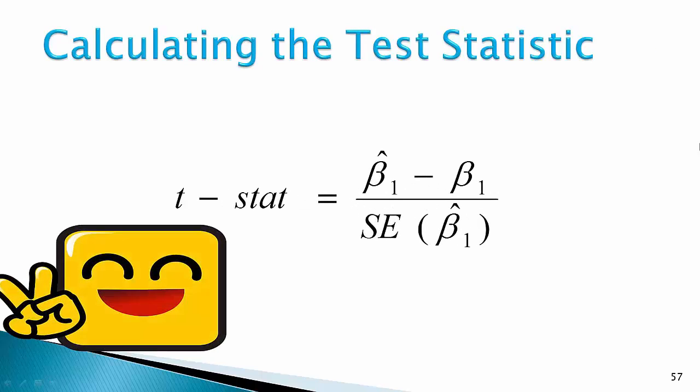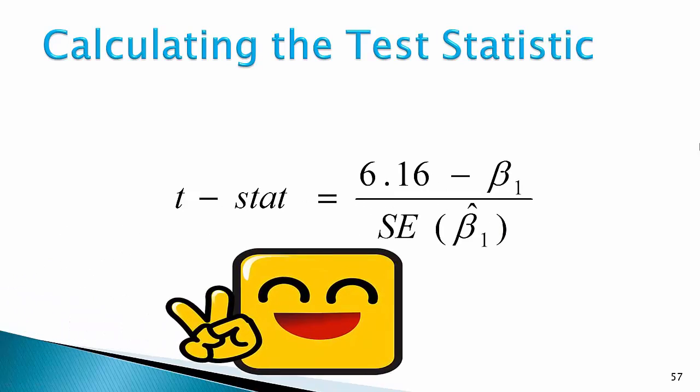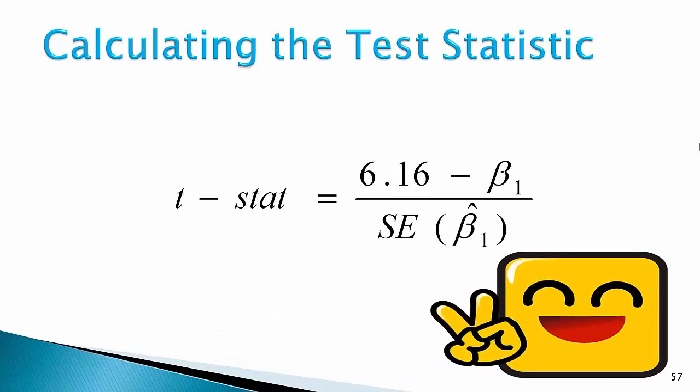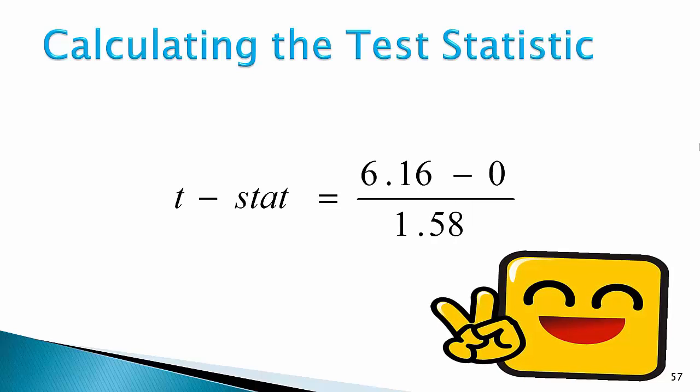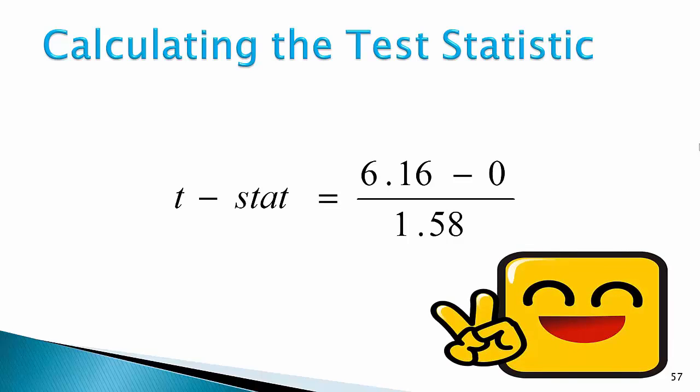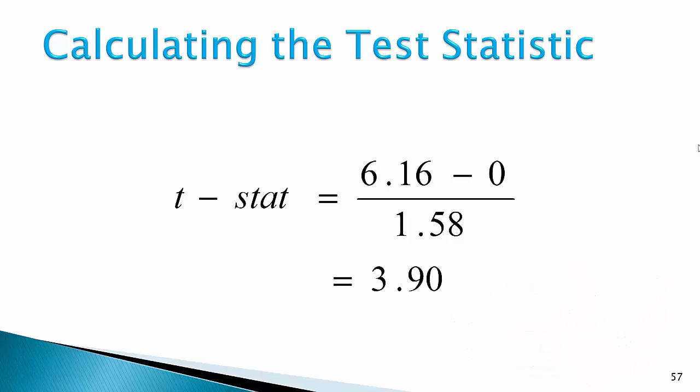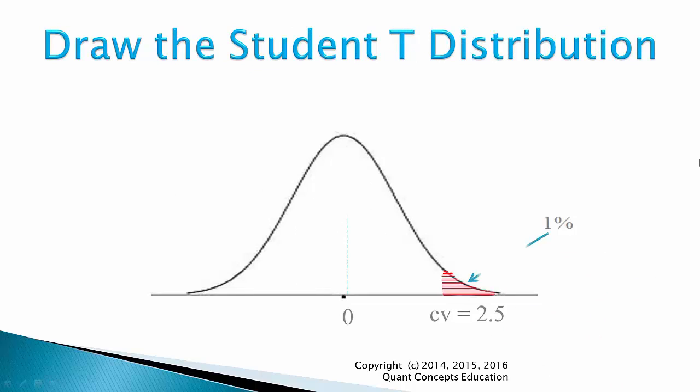Using the t-statistic formula, we sub in 6.16 for beta hat 1. Remember, the computer output estimated beta hat 1 for us. The hypothesized value of the population beta 1 is 0, so we sub that in here. And finally, the standard error for beta hat 1, as given by the computer output, is 1.58. This gives us 3.9. So our setup looks like this, and we want to know whether the t-statistic falls into the rejection region or not.